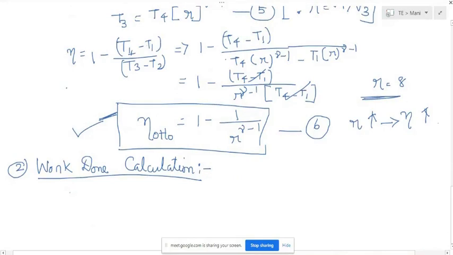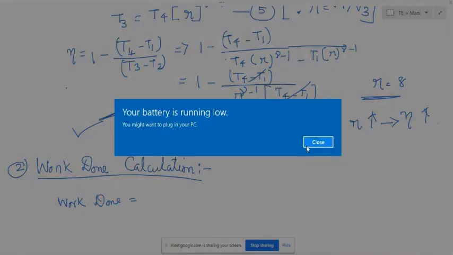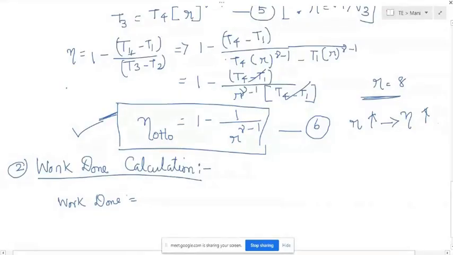Okay, right. So the work done calculation is nothing but, as we already know, the net work done is nothing but the difference between heat supplied and heat rejection, right?